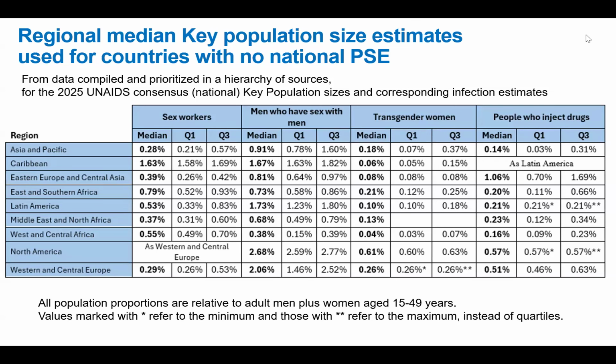So these were used for countries without a national valid size estimate. As an example, for Western and Central Europe, for sex workers, the median group size was 0.29% of all men plus women. So that will be the same as 0.58% of all adult women, but 0.29 out of women and men summed. So that will be imputed. That's what you would see if your country didn't have a national size estimate.